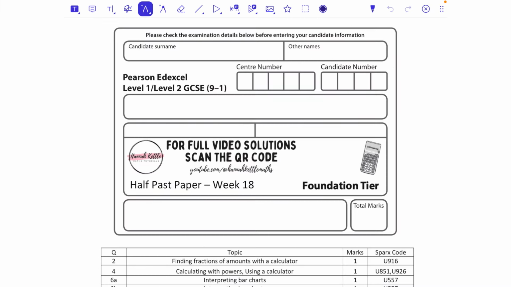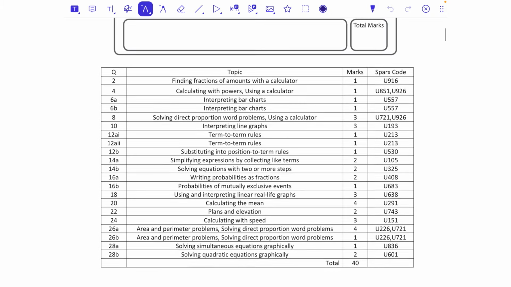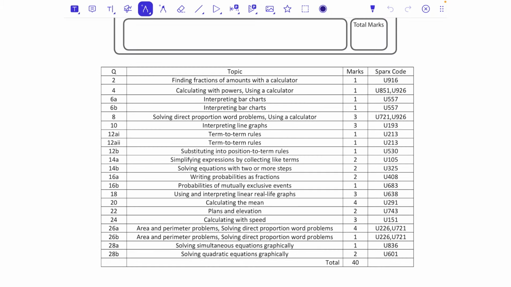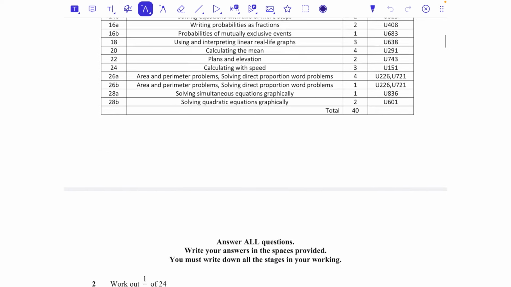This is Half Past Paper, Week 18, Foundations here. It is a calculator paper, so grab your calculator if you haven't got one. And we're just going to go through these topics, so all the even numbers this week. Week 17 last week was all the odd numbers of this past paper. So we tend to do odds one week, even the next, and then that should be about half a past paper. Those are all the topics.